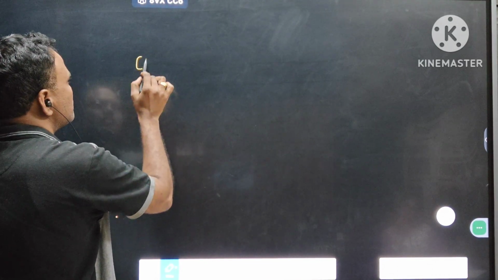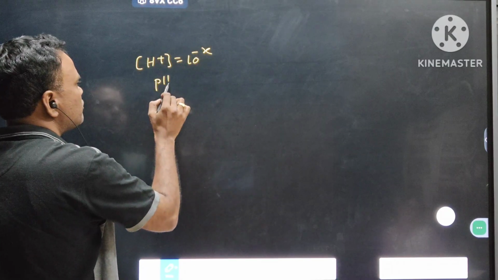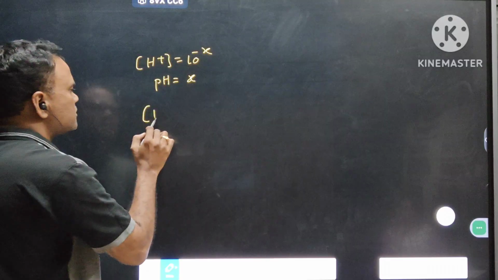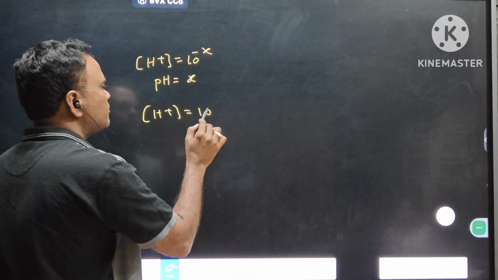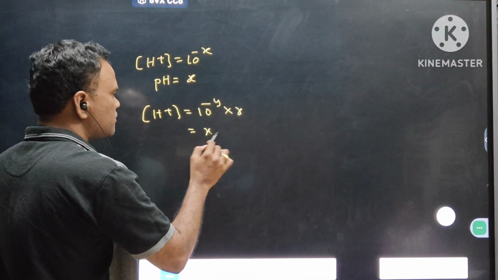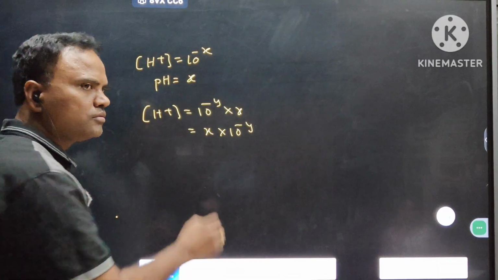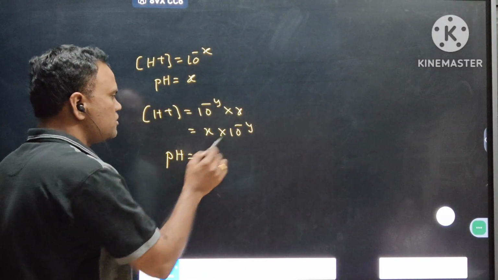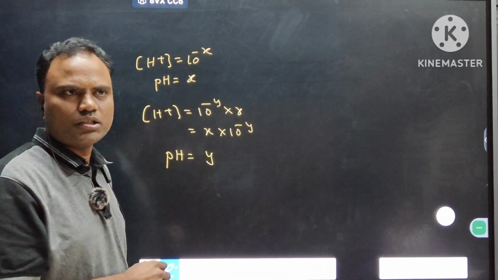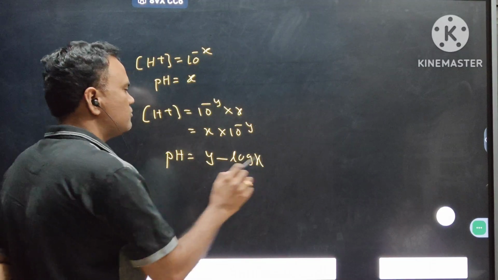A few important relations. If H plus concentration is equal to 10 to the power of minus x, then what about pH? pH is equal to x, right? If H plus concentration is equal to 10 to the power of minus y into x, or x into 10 to the power of minus y, then pH is equal to, first what is present in powers? y. So first write the term which is present in powers, y minus log x.